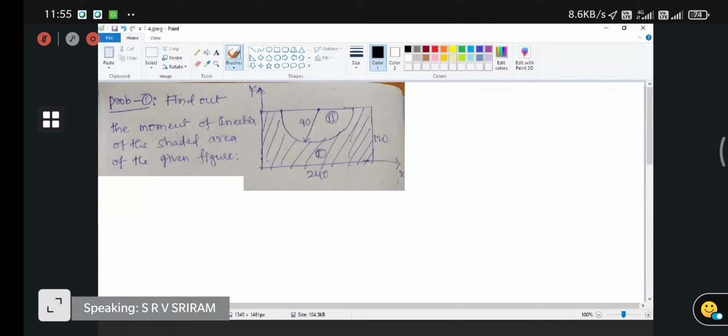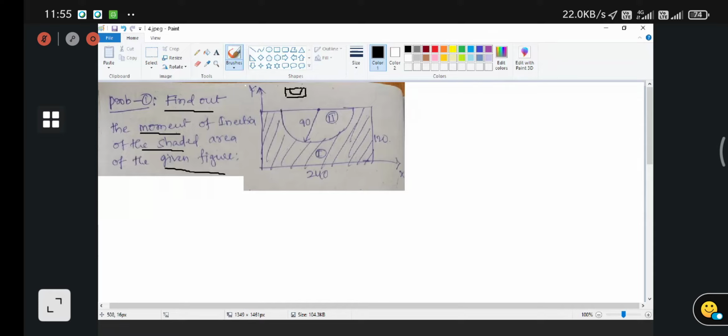I have taken this problem: find the moment of inertia of the shaded area of the given figure. The given figure is a rectangle from which they have removed a semicircular portion. After removing the semicircular portion, the remaining area is shaded, and we have to find the moment of inertia of this remaining area.